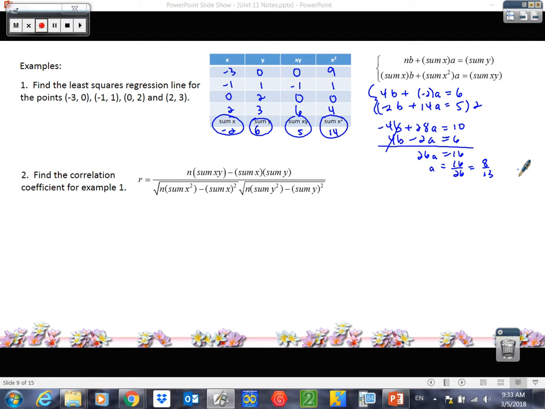Okay. So now I'm going to take that and sub it back in to get my other value, my b value. So we have 4b minus 2 times 8/13 equals 6. So 4b minus 16/13 equals, and 6 would be 78/13. So I'm going to add the 16/13 over, and that's going to give me 94/13.